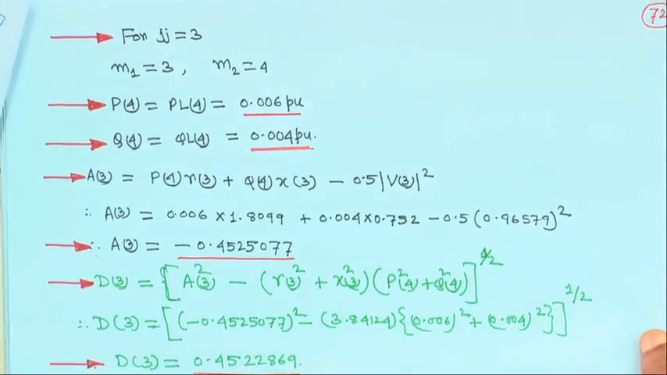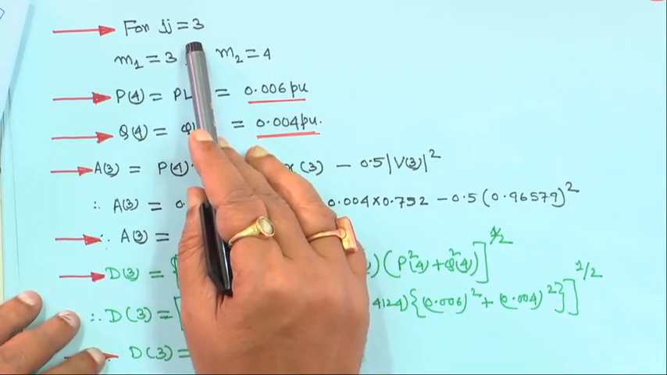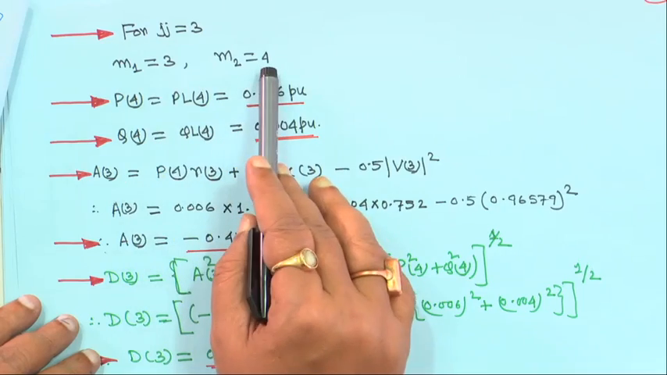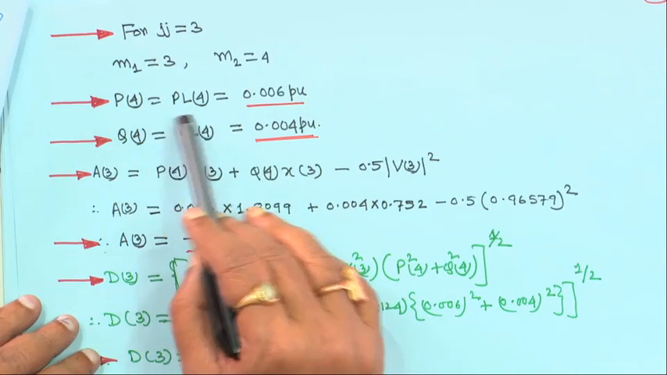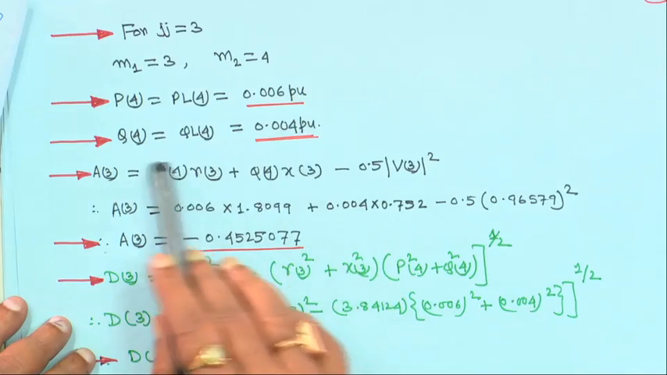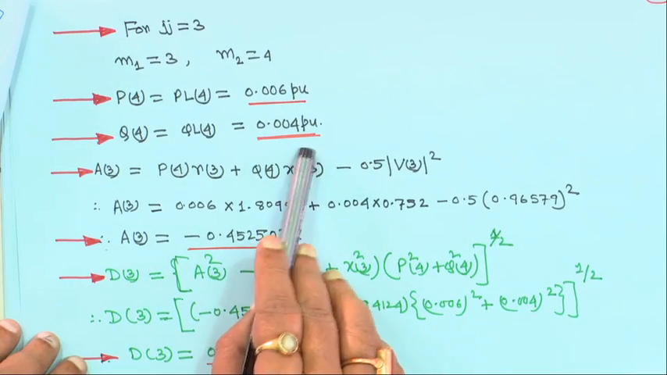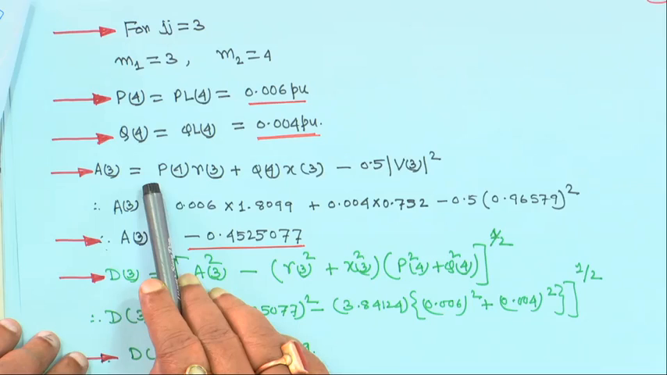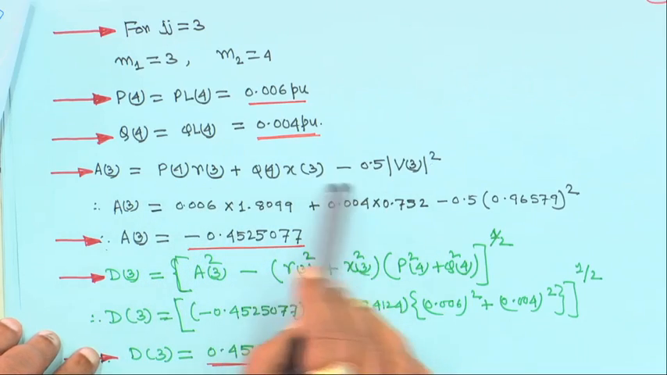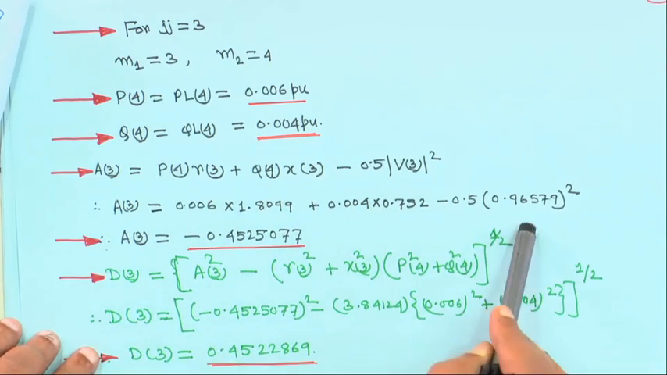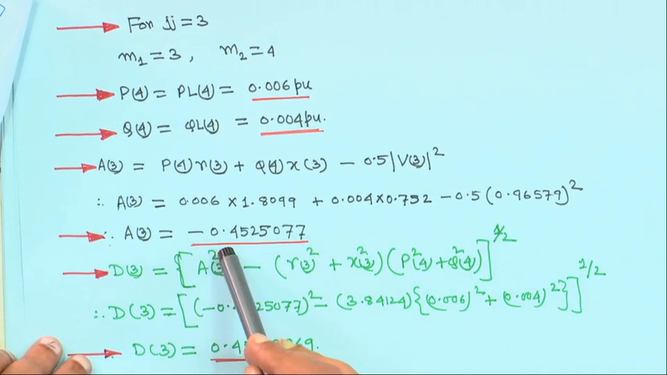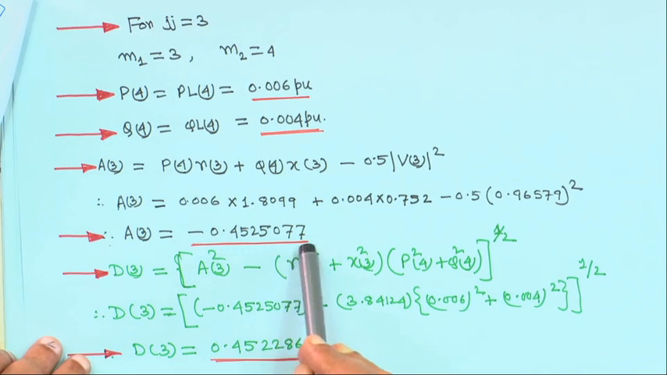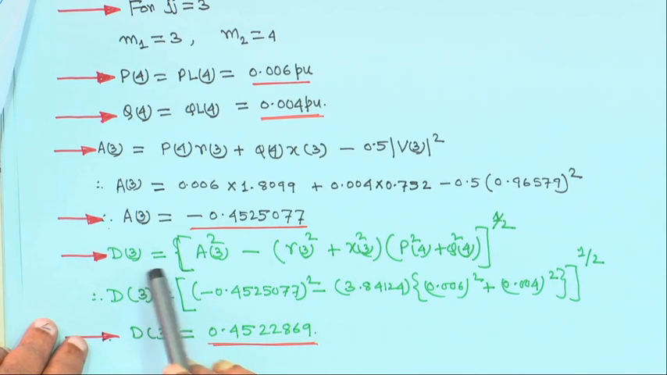Therefore, similarly for JJ is equal to 3, that is branch 3, M1 is equal to 3, M2 is equal to 4, same way. So, PL4 is equal to 0.066 per unit, and QL4 is equal to 0.00 per unit. So, calculate A3 now from the same expression for AJJ. You get this equation and put all these values, right. Then you will get A3 is equal to minus 0.4525077. Similarly, from the expression of DJJ, after substituting all these values, you will get D3 as 0.4522869, right.